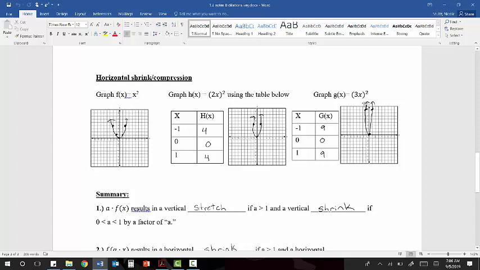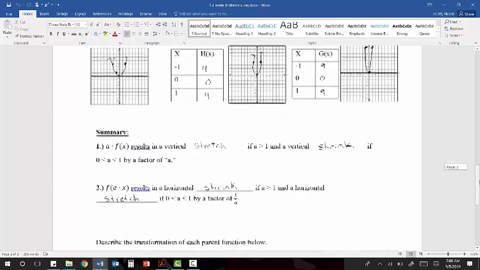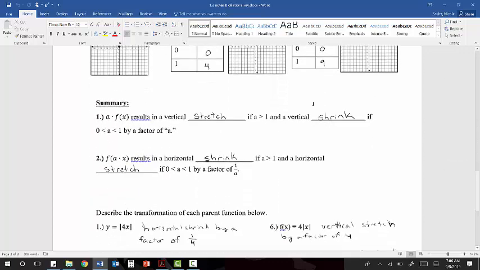So we're going to figure out a way to decide, how do you know if it's a horizontal stretch or a vertical stretch or horizontal shrink, etc. So these are going to be your two golden rules right here. If you're taking the function and multiplying it by something, it's going to be a vertical stretch. If the number in front of x is greater than 1, it'll be a stretch. If it's between 0 and 1, it'll be a shrink.